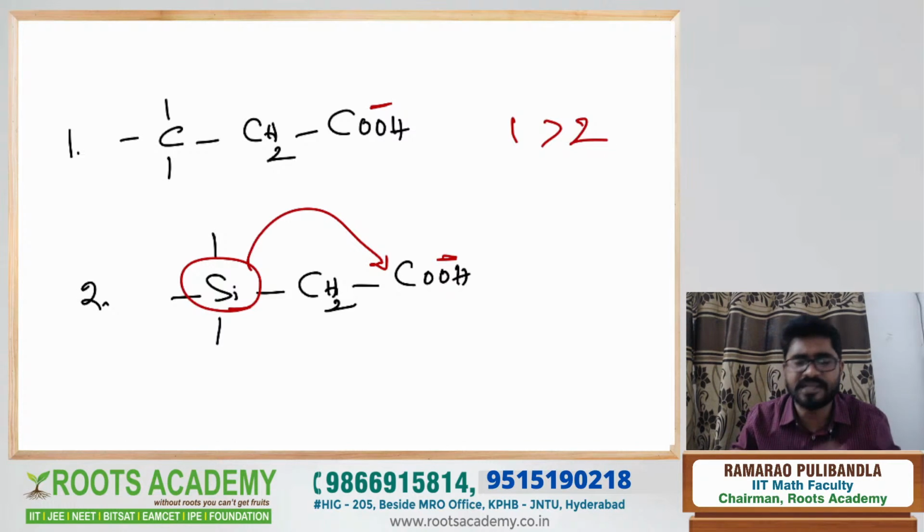In the middle, one more carbon is there. There is no resonance. There is only inductive effect. If it is inductive effect, we should take only the electronegativity through the sigma bond, not the pi bond. So that's why one is greater than two. So silicon is there; in what way it is affecting is more important. Based on that only we can decide. Got clarity, guys? Yes or no?